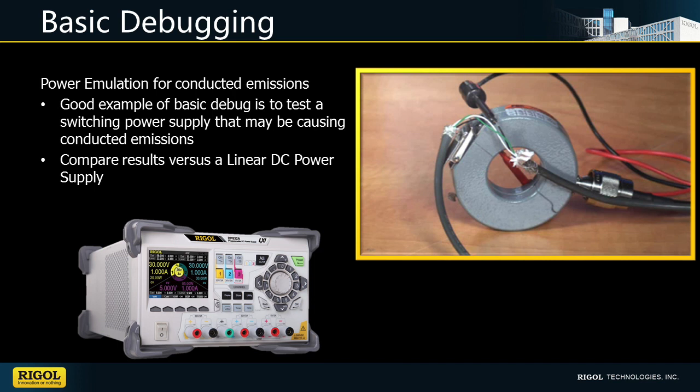Then we can go back and use a listen to really check the actual conducted emissions output of the switching power supply. Those two tests help us isolate different components. They're going to help us find the root cause of our debug challenge. Let's take a look at the video.